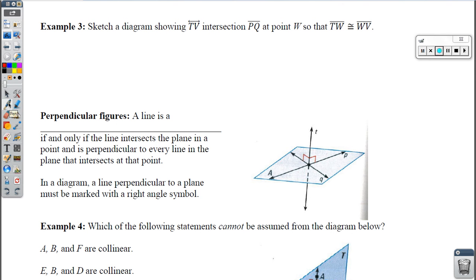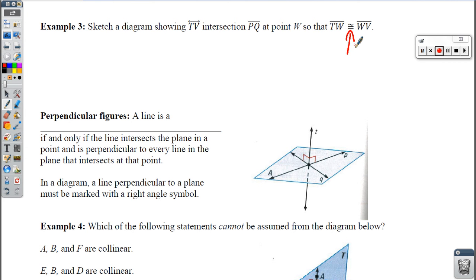Example 3. Sketch a diagram showing line TV and segment PQ intersecting at point W so that segment TW is congruent to segment WV. Again, this symbol right here means congruent. It's just the geometry version of equals. That means that those 2 segments are the same length.